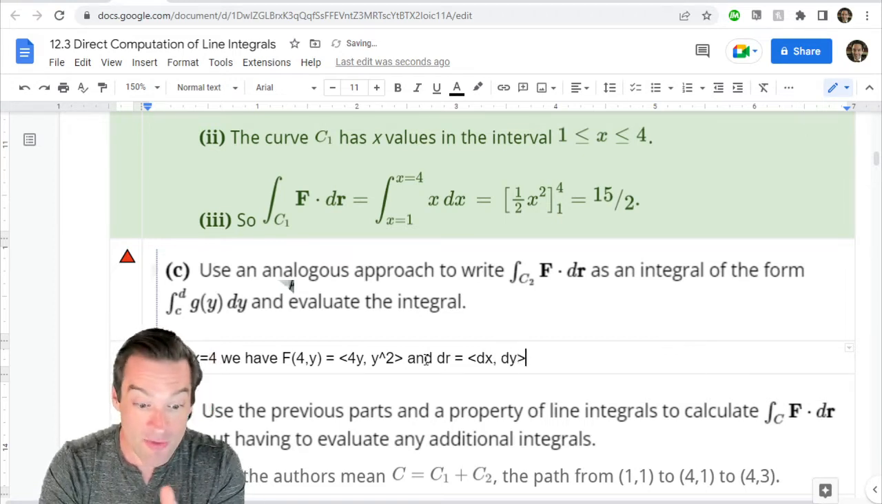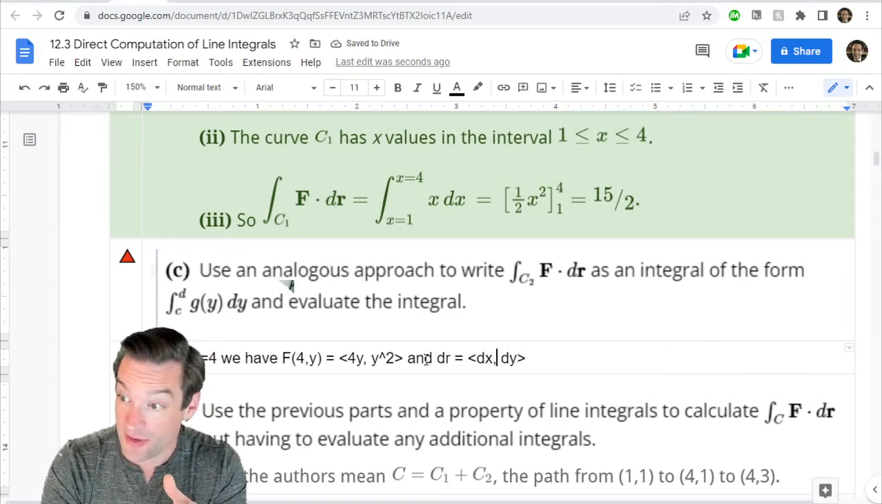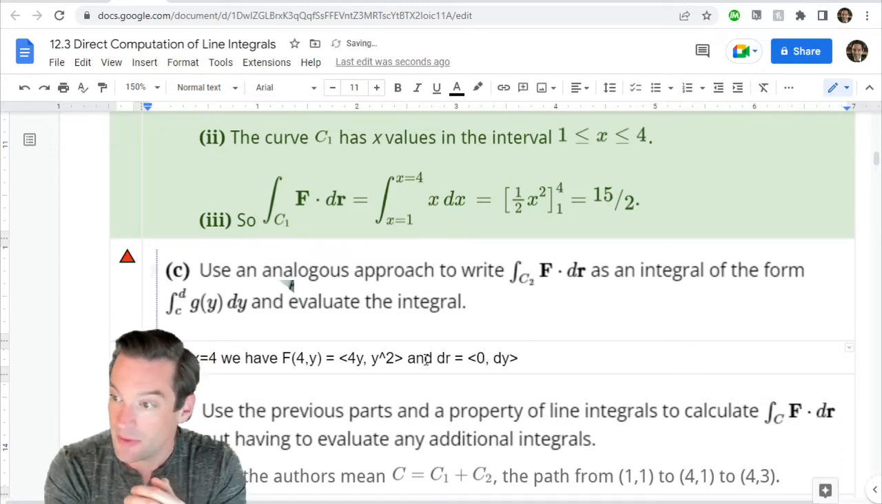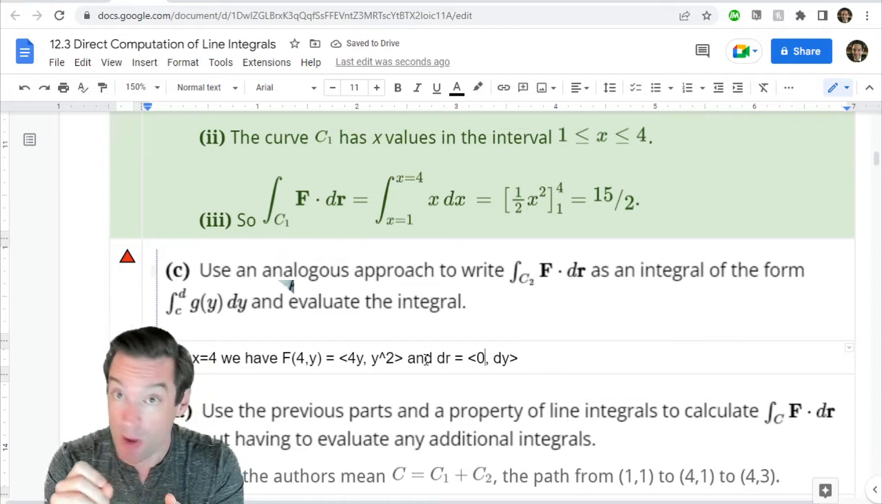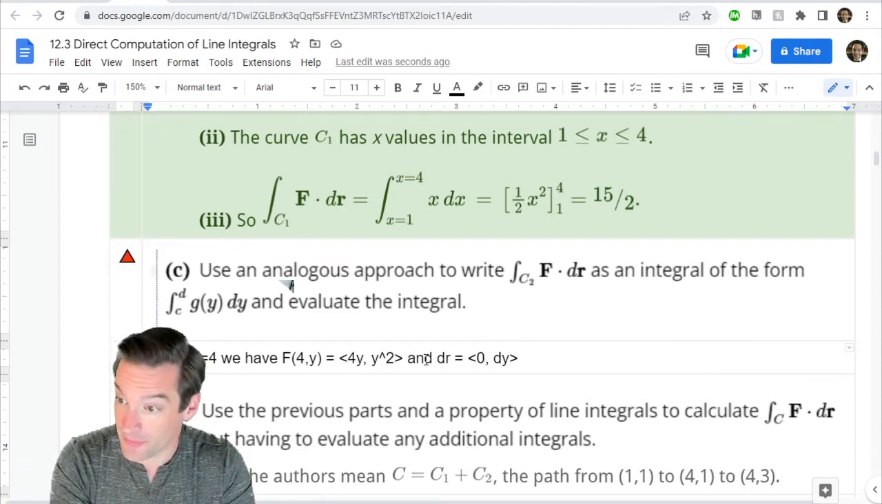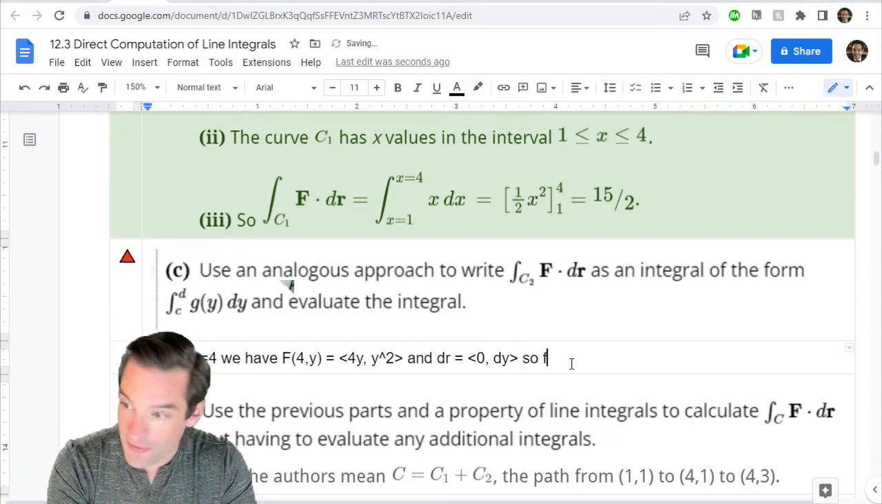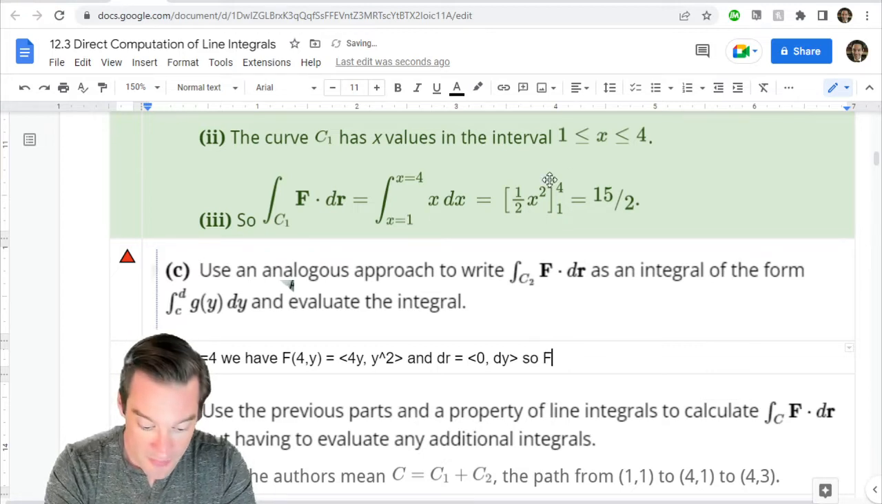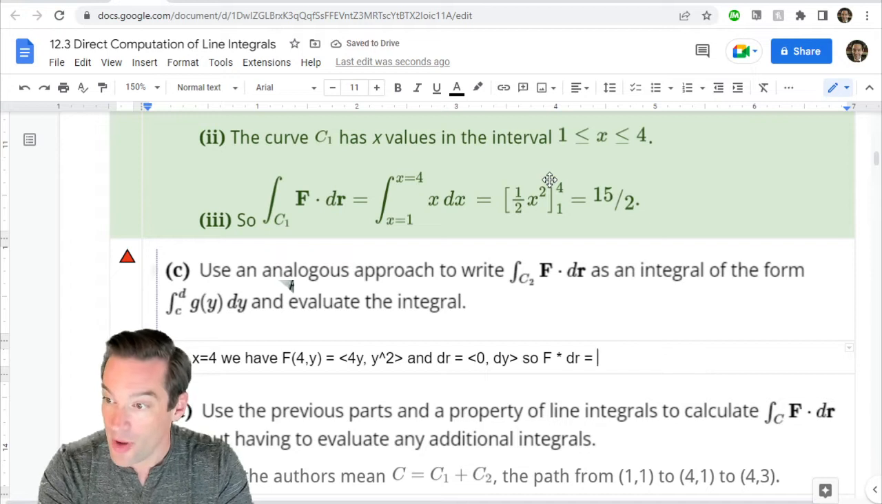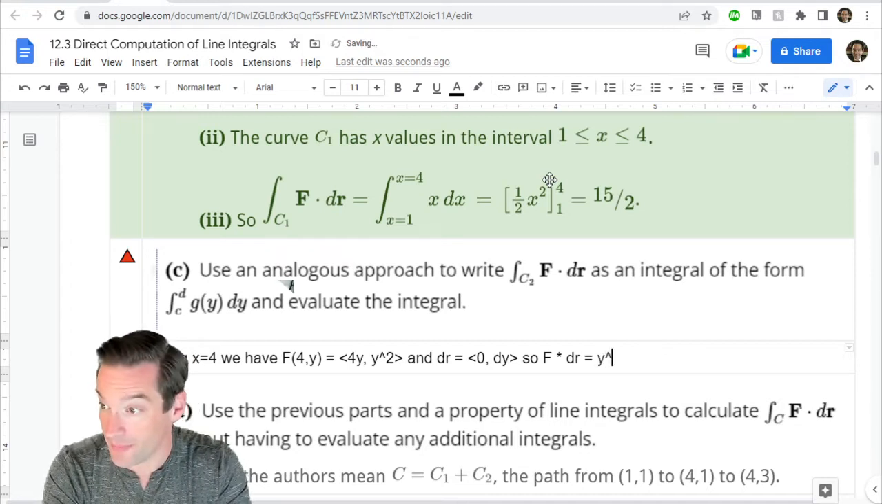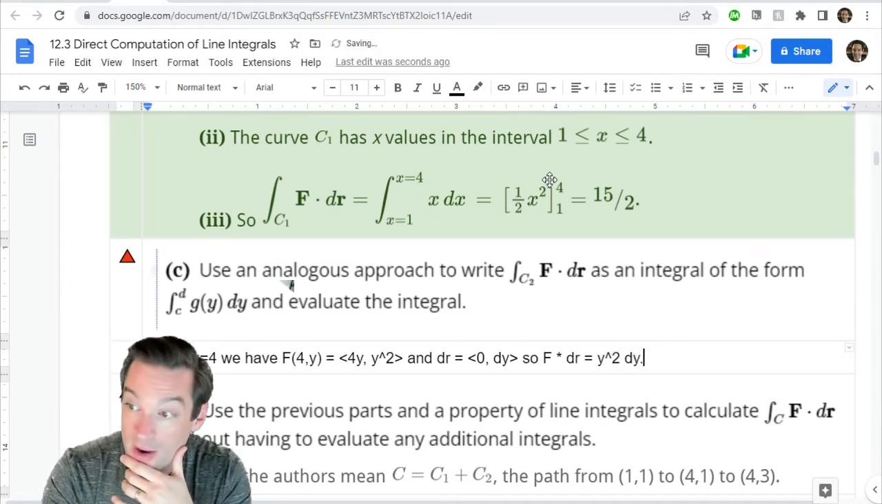Because my x value isn't changing, my x value is a constant, this dx is just going to be 0. Right? We are only moving in a vertical direction, so we only have a dy. We don't have a dx in that direction. So that f dot dr is going to be 4y times 0 plus y squared times dy. So it's going to be y squared dy.